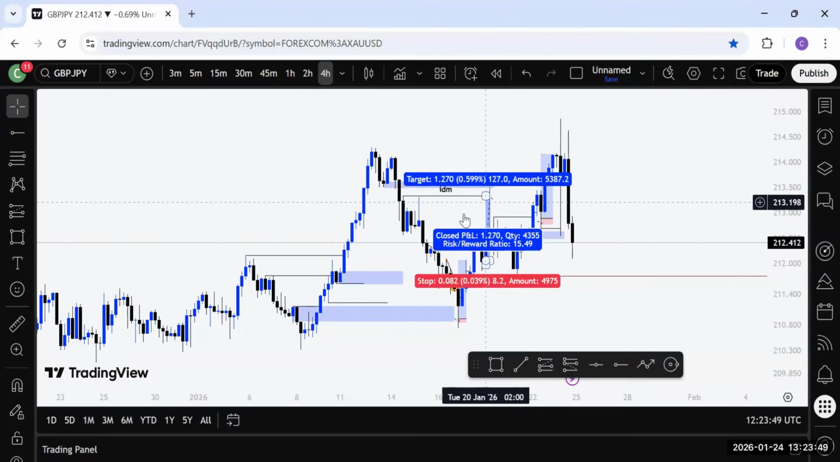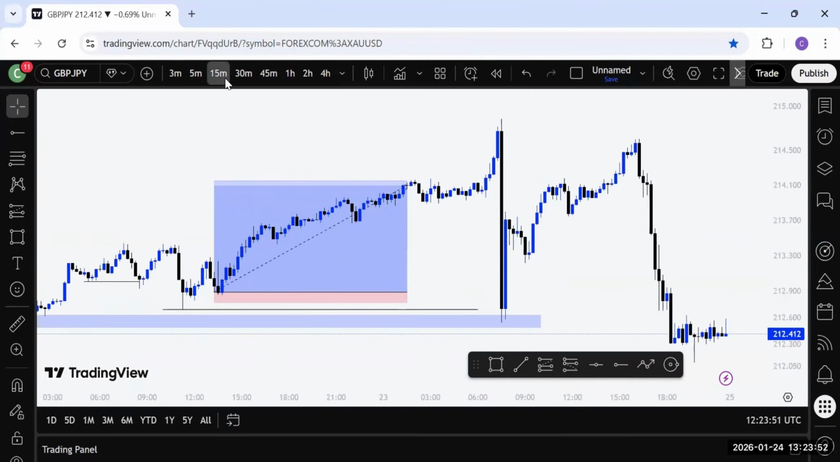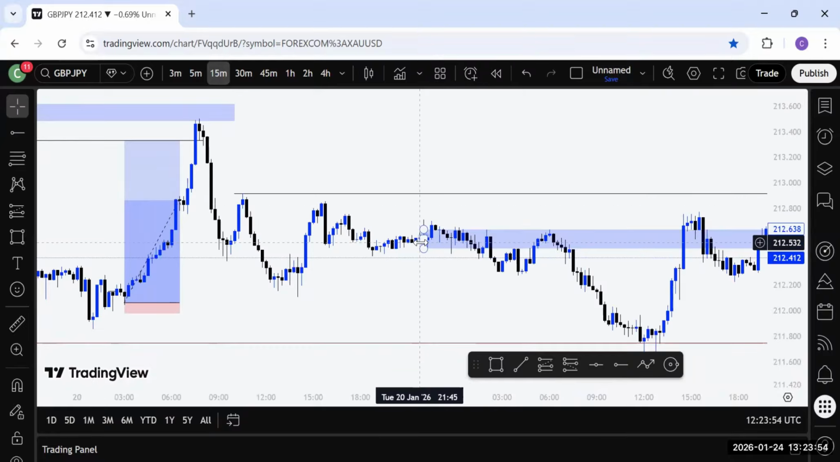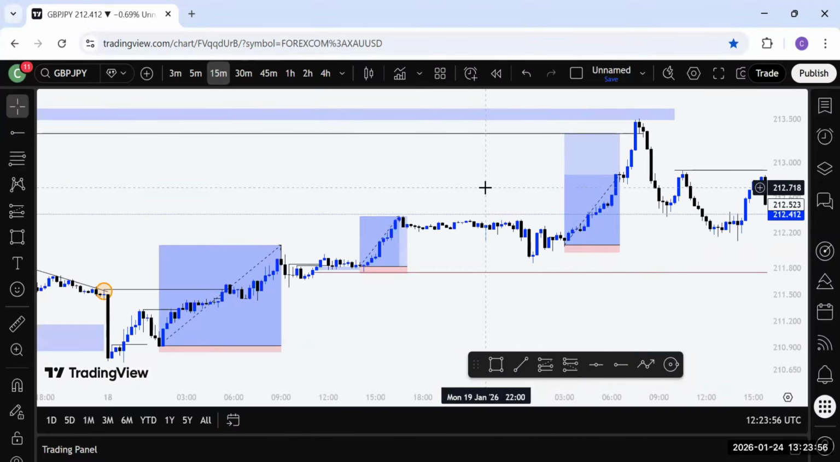And you can see what happened. The moment the market hit my take profit level, immediately what? It reversed back to the downside. Why? Because it had already taken out liquidity, which is the inducement liquidity.